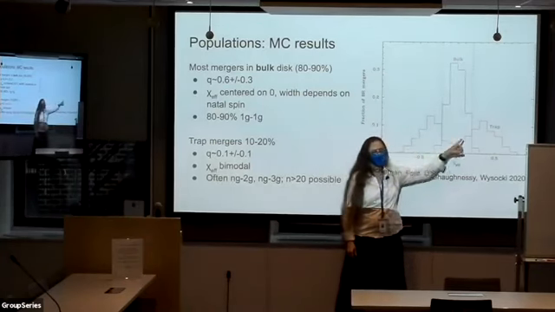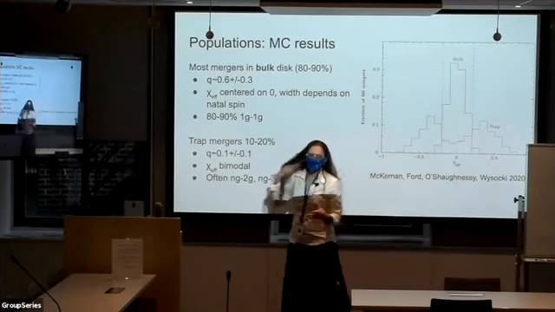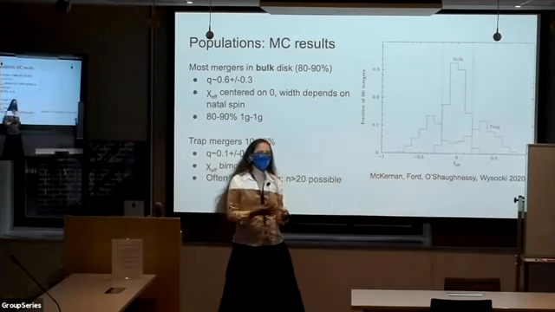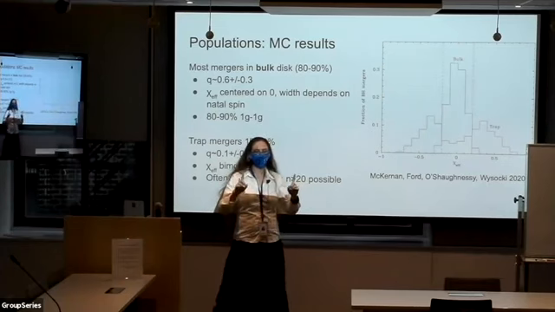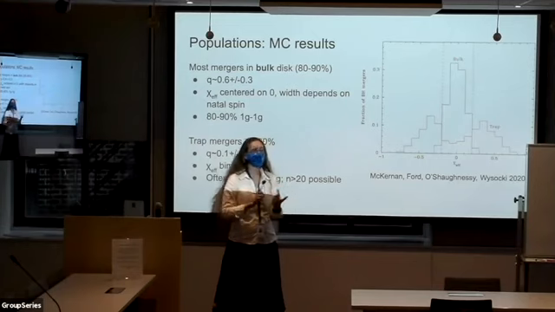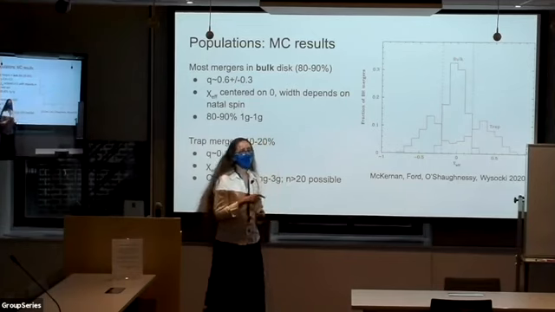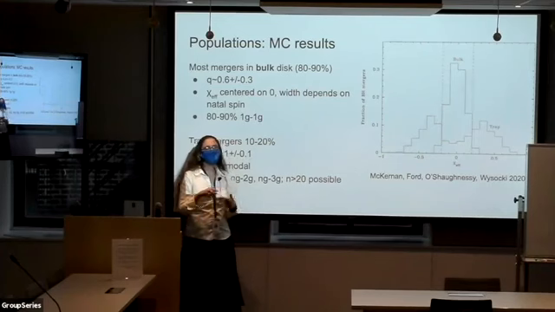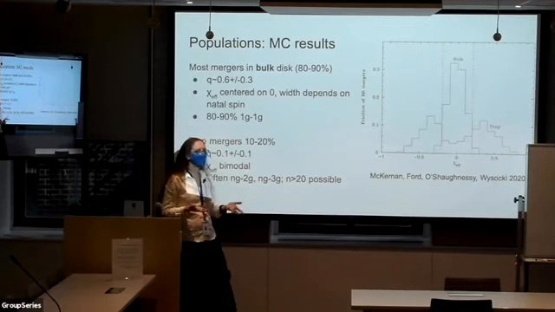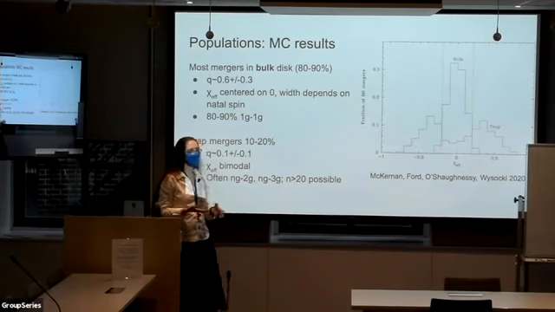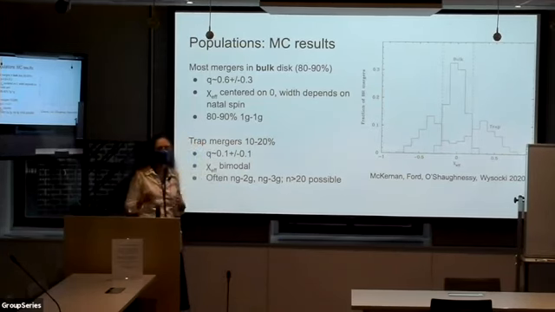This comes from an assumption that when a binary forms, it could form going prograde around its center of mass, or it could form retrograde around its center of mass. And we don't know exactly what that split is. We have some initial indications that it's somewhere in the neighborhood of 50-50, plus or minus, it could be as much as 80-20.